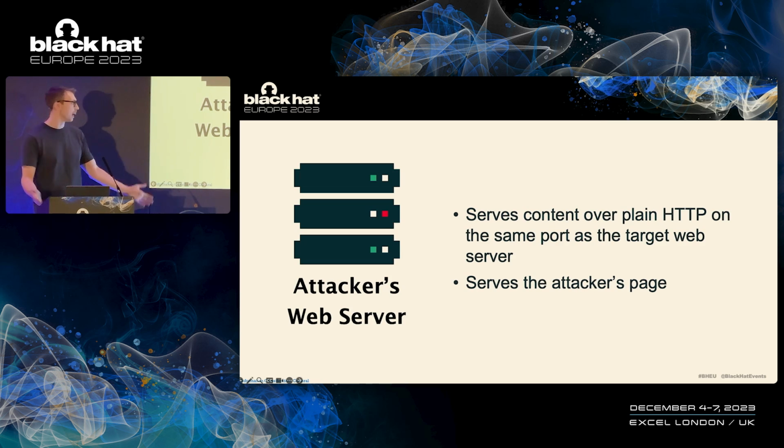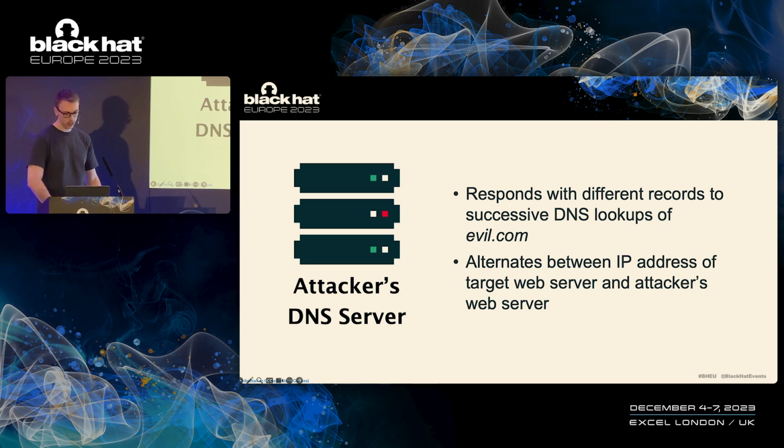Now, to exploit this, the attacker is going to spin up a web server. It needs to also serve content over plain HTTP and on the same port as the target web server. And it serves the attacker's page to perform the steps of the attack. And we also need a DNS server. In this case, it's going to be the DNS server for evil.com in my examples. The first time you do a lookup of evil.com, it's going to give you the IP address of the attacker's web server on the public internet. And then the next time you do a lookup of evil.com, it will instead return the IP address of our target web server, which is typically on the local network.